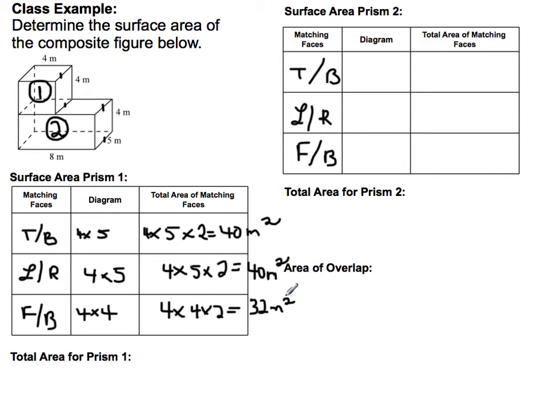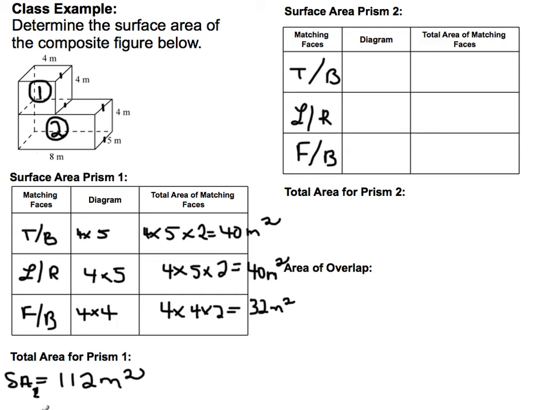So if I want to find the total surface area of this, I go 40 plus 40, which is 80, plus 32, which is 112 meters squared. So I'm going to put it as surface area of 1. Surface area prism 1. That's what the little subscript means. I'm going to go do that now for prism 2.